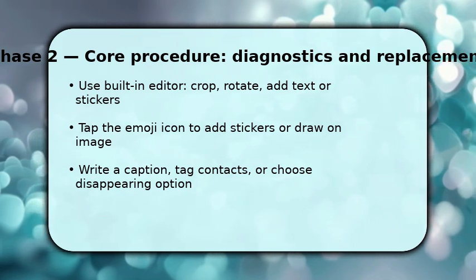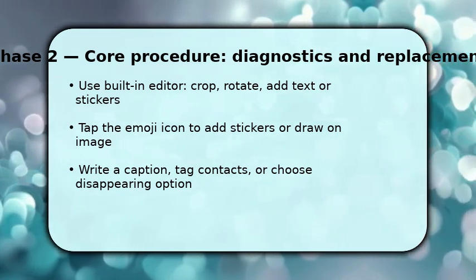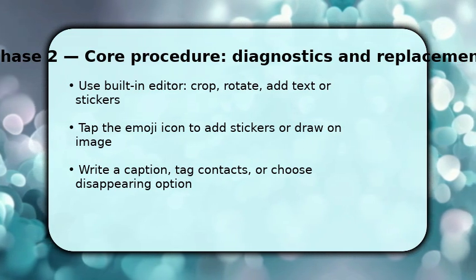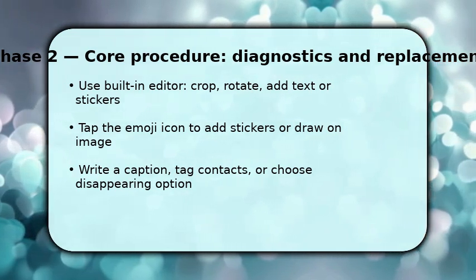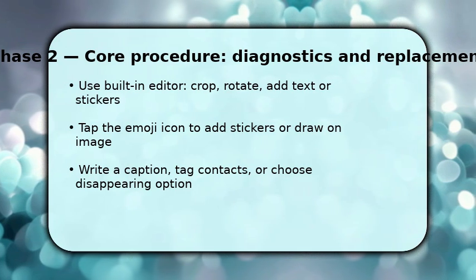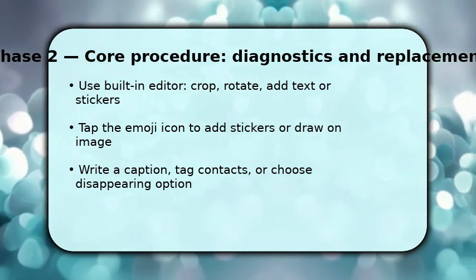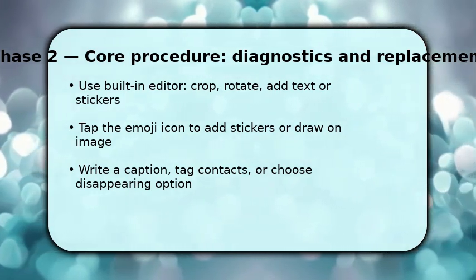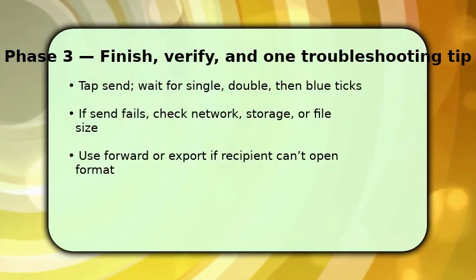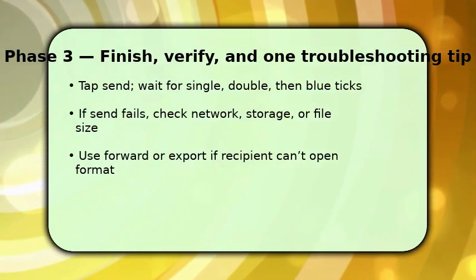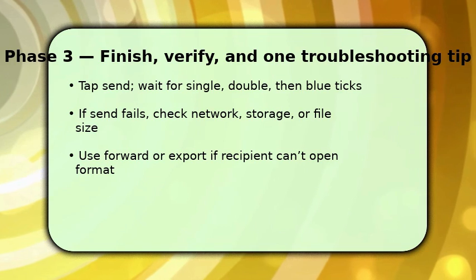Type a caption to give context, tap the contact tag if needed, and decide whether to enable the disappearing one-time view by choosing that option. This affects how recipients can save or forward the photo, so pick intentionally. Tap the send arrow and watch the message status. 1 tick means sent to server, 2 ticks delivered, and blue ticks read when enabled.